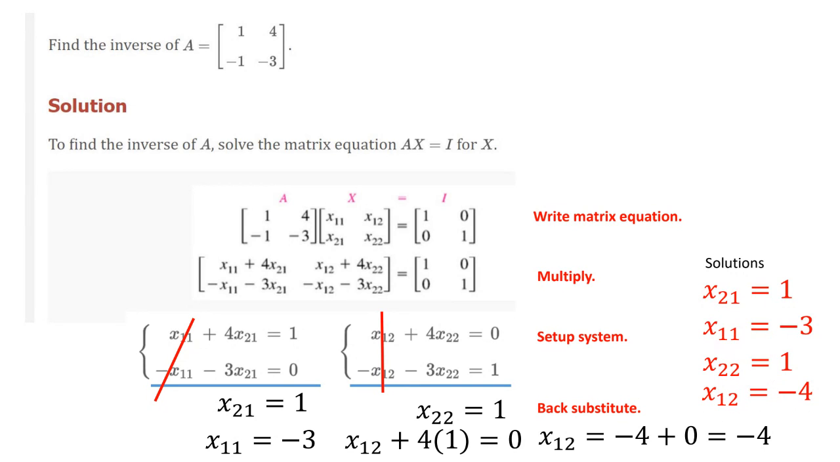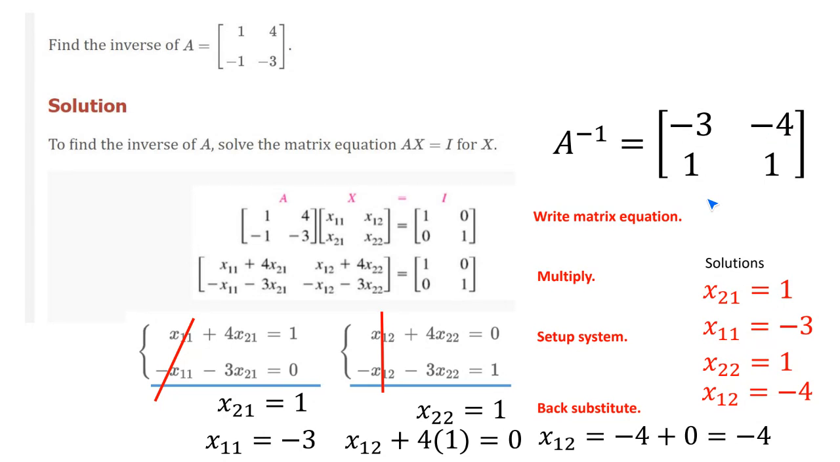So x11 is my first row, first column, and so the matrix is going to look like this, right? Negative 3, and then we have a 1, 2, that's the first row, second column, so we have negative 4, and then we have our 1 and our 1. So this is going to be our inverse.